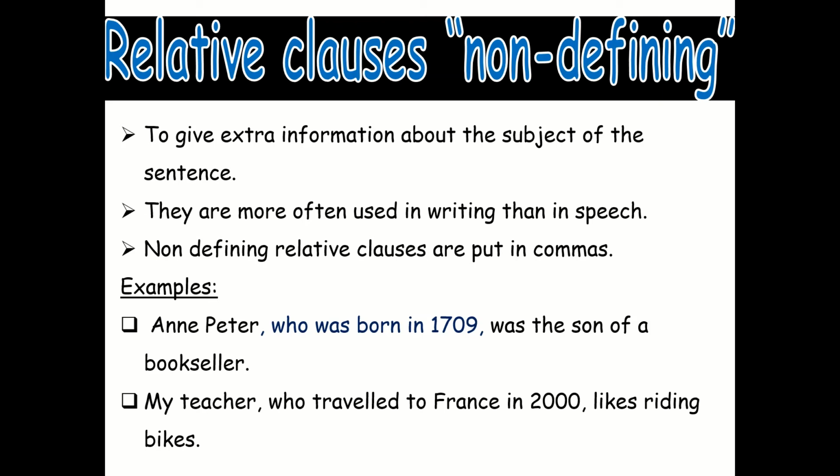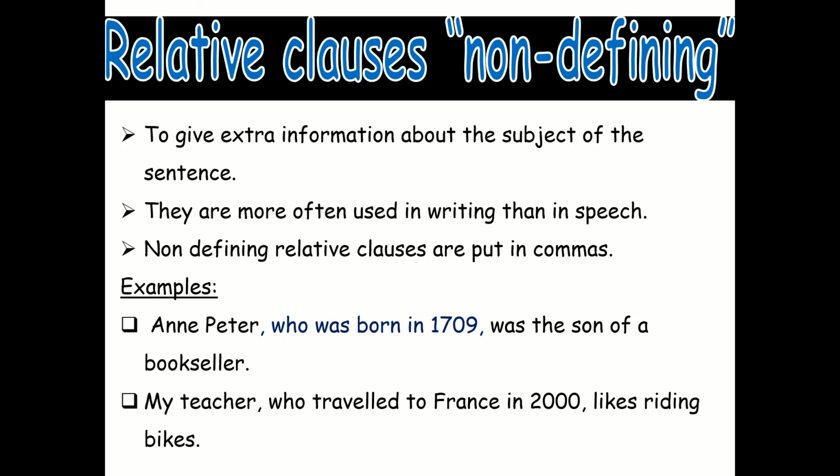So, if you see that this information is extra and we don't need it anymore, if we just cut it off from the sentence, it's okay to put it between two commas, okay? So here, for example, Ann Peter, who was born in 1709, was the son of a bookseller. The teacher who traveled to France in 2000 likes riding bikes.